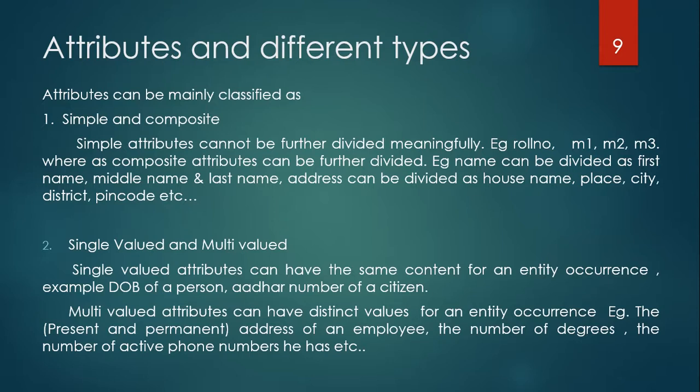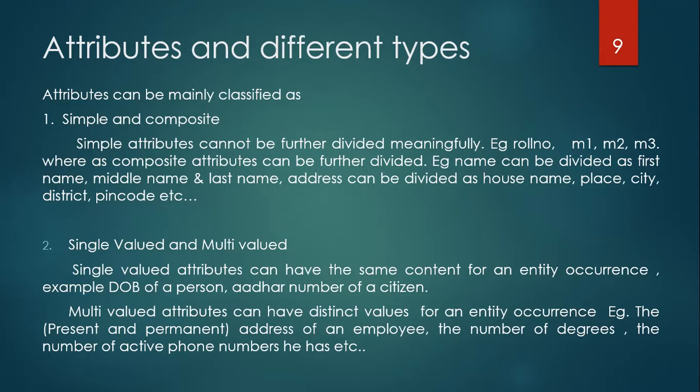Now we come to the other type of attributes, single valued and multi-valued. Single valued attributes means for the same database, all the entity occurrences have a single value. For example, in your class, if there is a field like class, then all the tuples will have the value BCA S2, BCA semester 2, as the class. So single valued attributes can have the same content for the complete entity occurrence also.